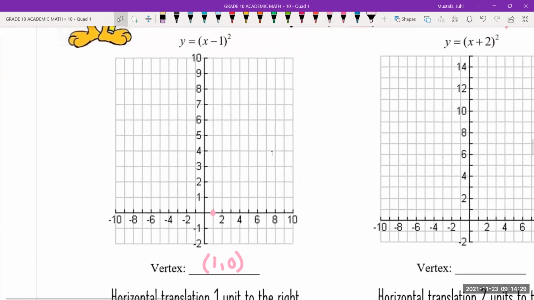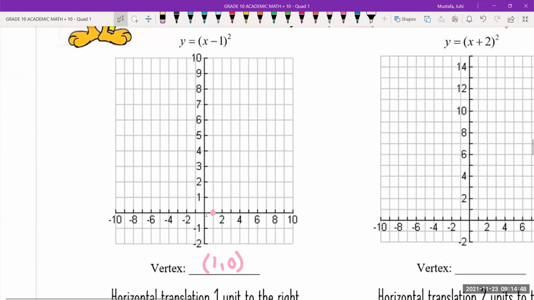I'll repeat myself one more time. When you have a number inside of the bracket, that tells me the parabola is moving either to the right or to the left. You look inside. If it's a -1 or negative any number, it means the parabola is going to be moving to the right. It's a little counterintuitive. It's opposite of what you would imagine.